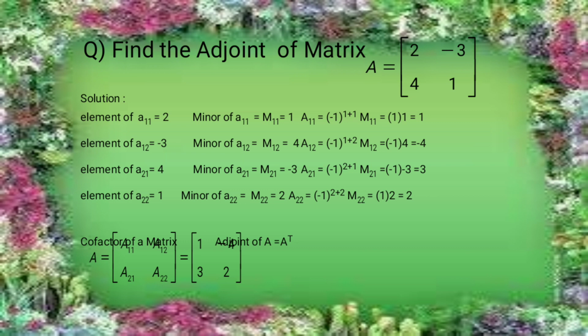So what will be the cofactor matrix? Just write the cofactor values. A11 is 1, A12 is minus 4, A21 is 3 and A22 is 2. So this is your cofactor matrix, but we have to find the adjoint of the matrix. So let's take the transpose of that matrix. That means convert first row into first column. First row is 1, minus 4, it becomes first column 1, minus 4. Second row into second column. Second row is 3, 2, it will become second column. So this is your adjoint of matrix A.